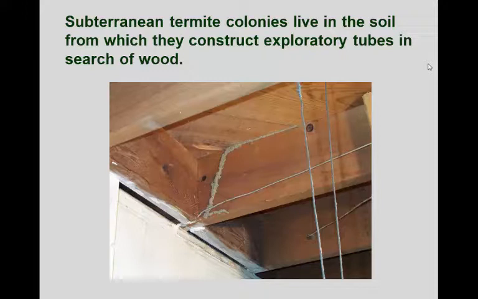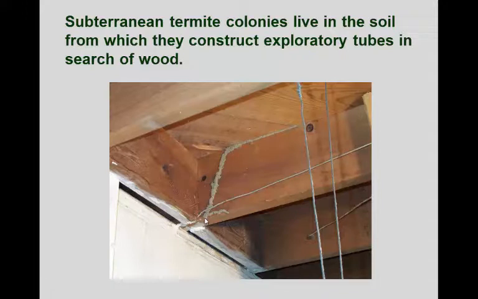Now, what are these mud tubes? You can see one right here. The ground was over here. They've actually come up through the cinder block here. They built the mud tube up here to get into the flooring. Now, we actually knocked a little piece of it off here, but there was a definite mud tube that went in there. What is this mud tube?